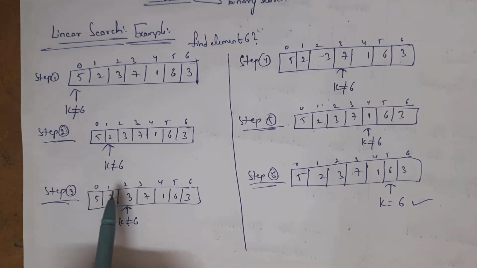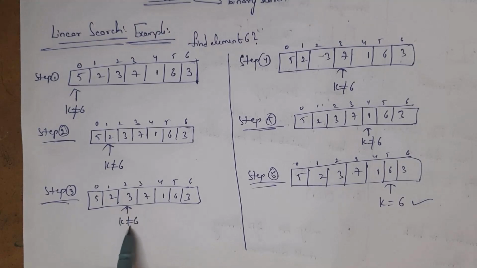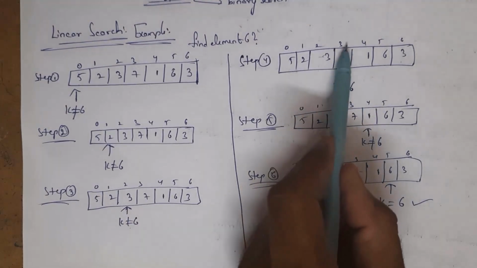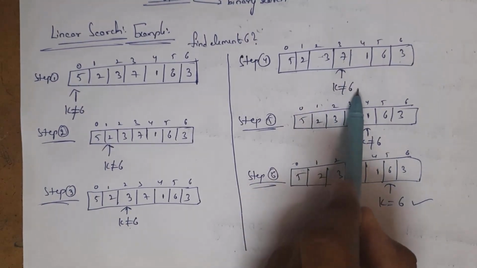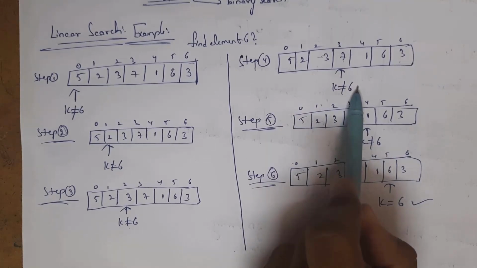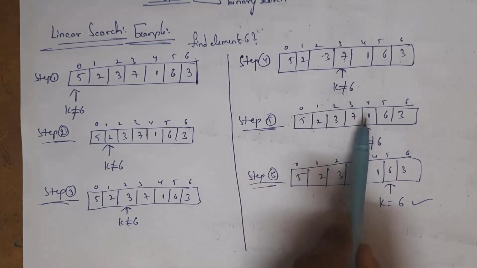In step 3, I placed the cursor at index number 2. At index number 2, the element is 3. Again 3 is not equal to 6. Again we need to move the cursor one position forward. In the next step, the cursor is placed at index number 3. The element is 7. 7 is not equal to 6. So again we need to move the cursor one position forward. In step 5, we place the cursor at index number 4. The element at index number 4 is 1.